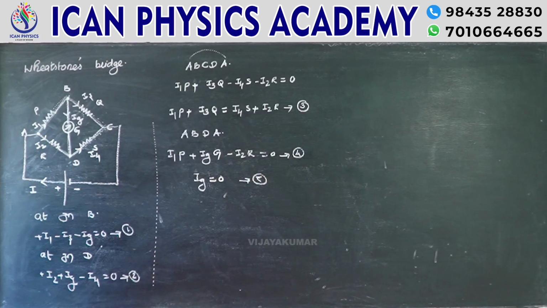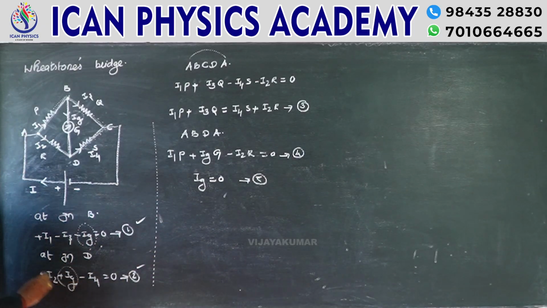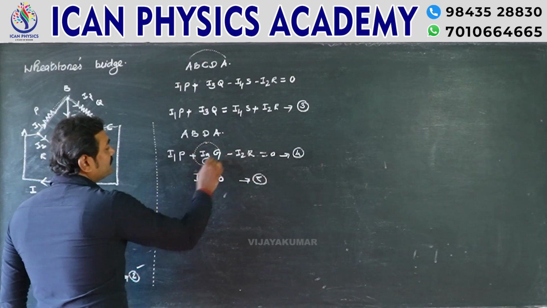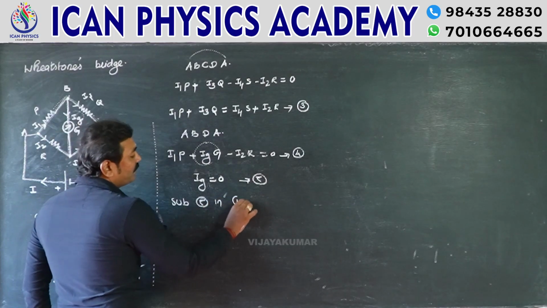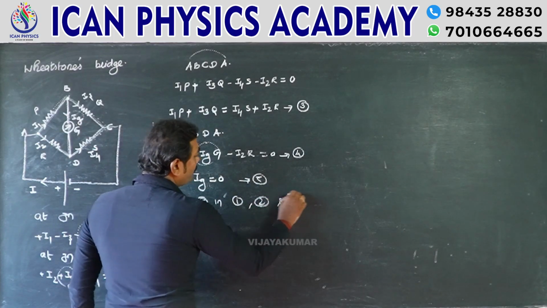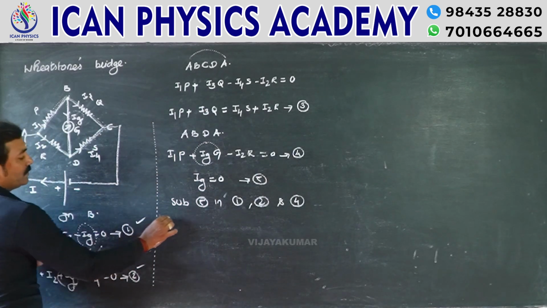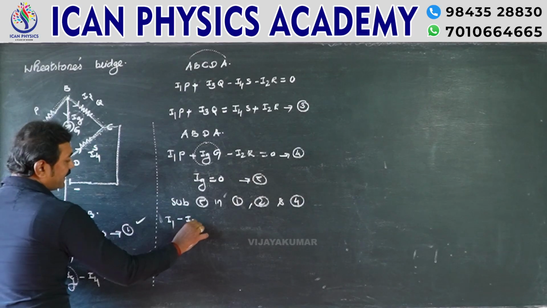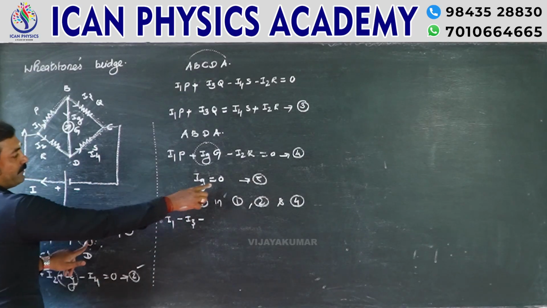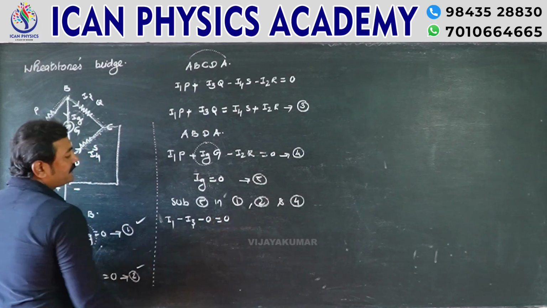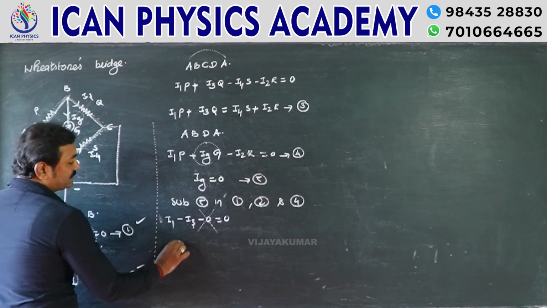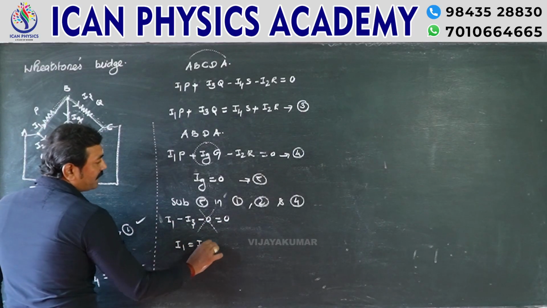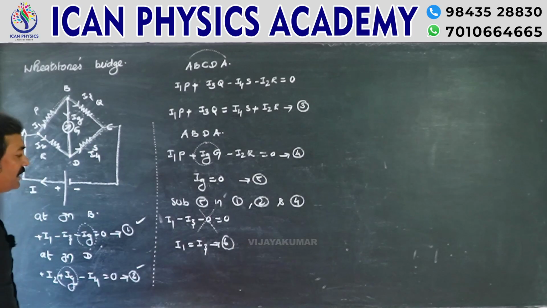So the first equation involves Ig, the second equation involves Ig, and the fourth equation involves Ig. So substitute 5 in 1, 2, and 4. When you substitute the value, it becomes I1 minus I3 minus Ig. What is the value of Ig? 0, equal to 0. So here the 0 has no meaning. The minus I3 goes to the right side as plus I3, so I1 equal to I3. Now it's taken as equation number 6.